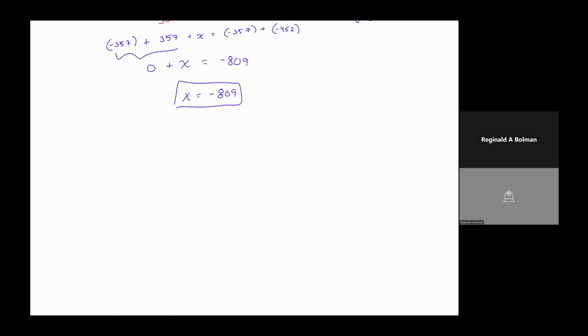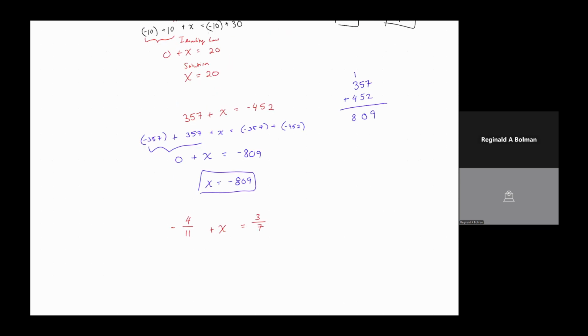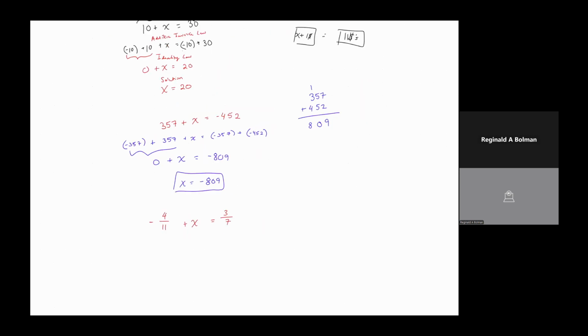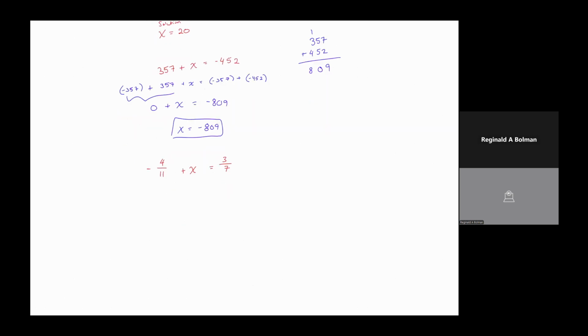Note that this principle is very useful in the sense that we may be adding, say, some negative fractions, such as negative 4 over 11 plus x is equal to 3 over 7. And just like before, where we may not have been able to use mental math in order to determine what our x value happens to be, what we can do on both sides of our equal sign is we can go ahead and use the additive inverse.